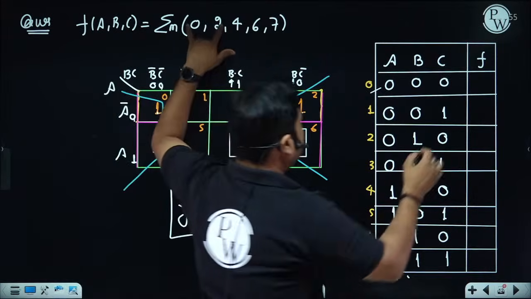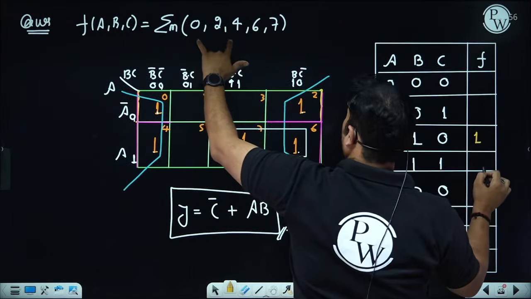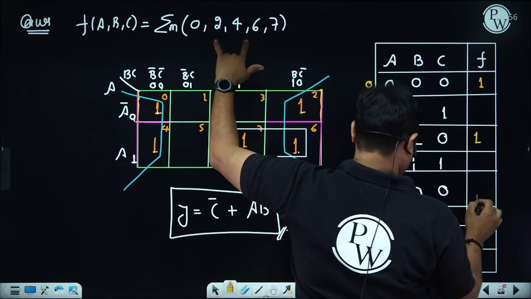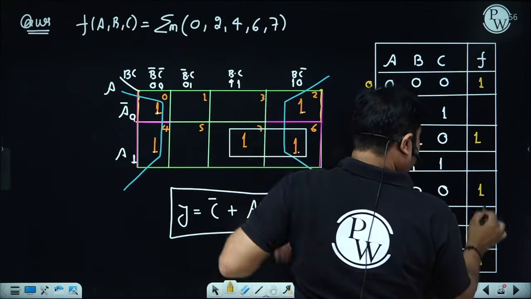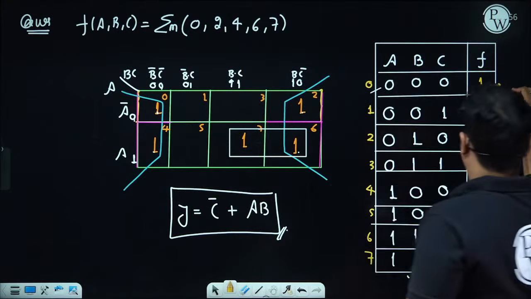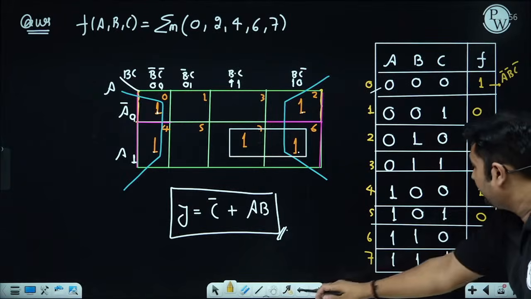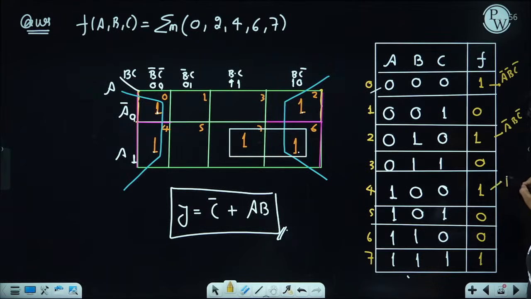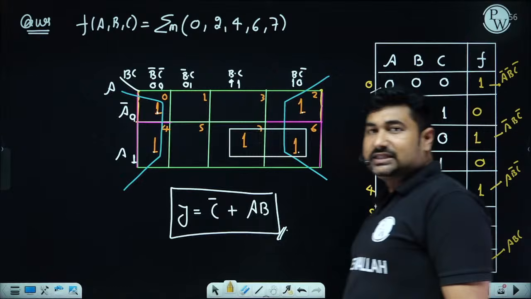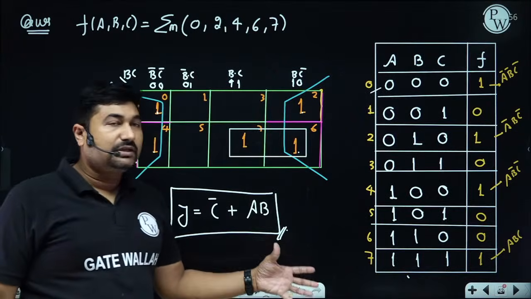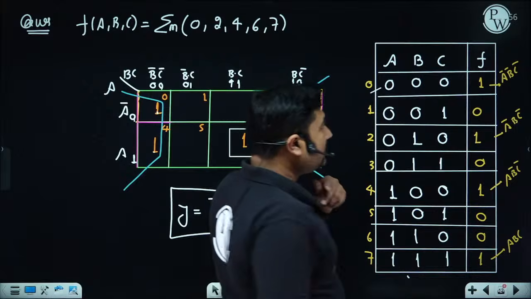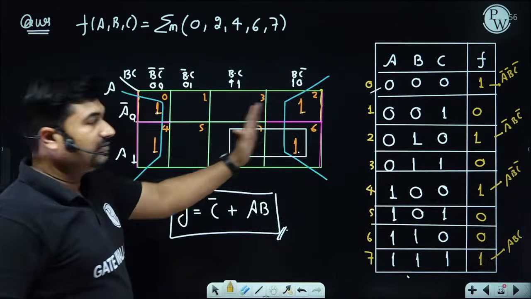We are getting the function high for binary of 0, 2, 4 and 6, and 7. So we are getting these minterms, meaning we have a function having A bar, B bar, C bar, A bar, B bar, C, A bar, B, C bar, A, B bar, C bar and A, B, C. So actually we have this function, and we want to do the minimization of this function. Is it okay? So here we have logic level 1s present.